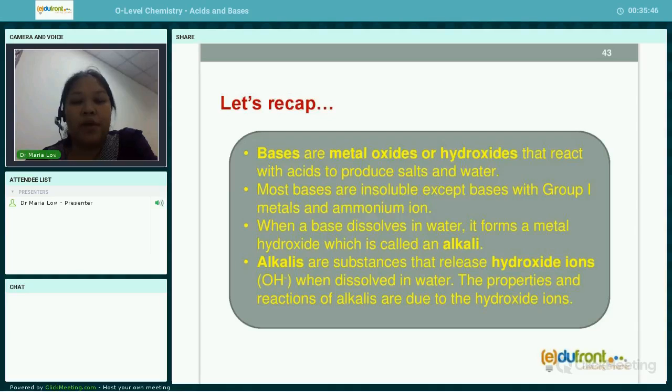Then let us recap on bases. Bases are actually metal oxides or hydroxides that react with acids to produce salts and water. You have to take note that most of the bases are insoluble, except for bases that belong to a group of metals or your ammonium ions. When you have a base that dissolves in water, it forms a metal hydroxide which has a special name known as alkali. Alkalis are substances that release hydroxide ions when they are dissolved in water, and the properties and reactions of alkalis are due to these hydroxide ions.